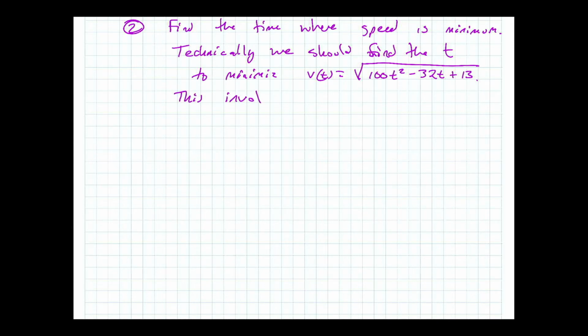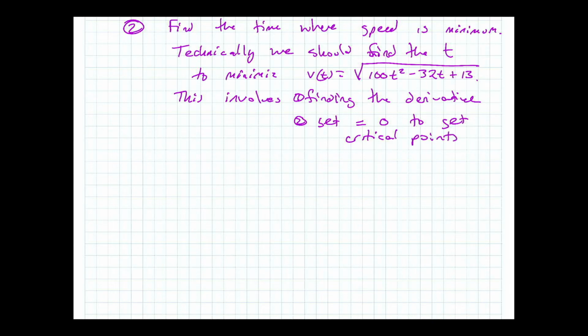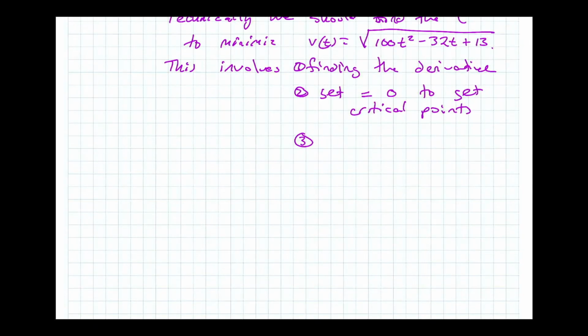You know the process for finding the minimum or the maximum of a function. This involves finding the derivative, setting it equal to 0 to get critical points, and then figuring out if one of them is the minimum or not. And that's quite a bit of work, right? Finding the derivative and so on. Because of the square root and stuff, that's what makes it a little bit tricky.